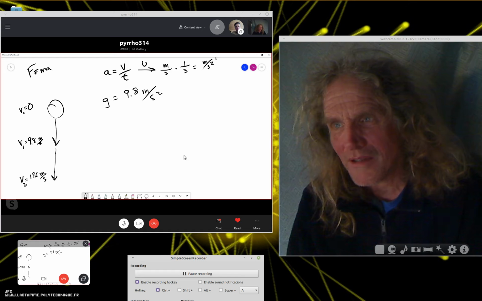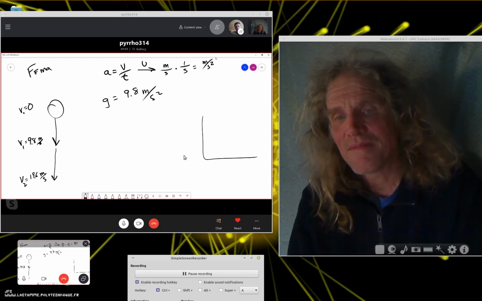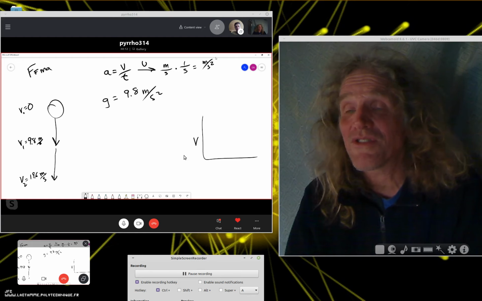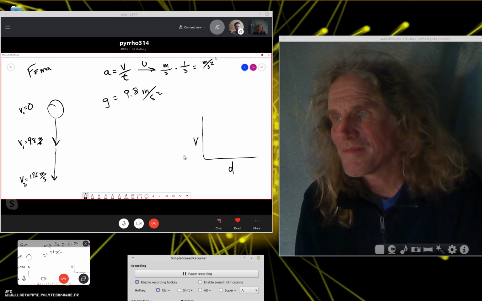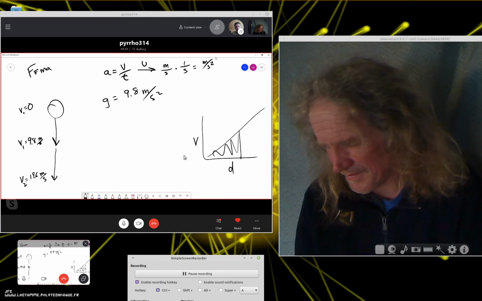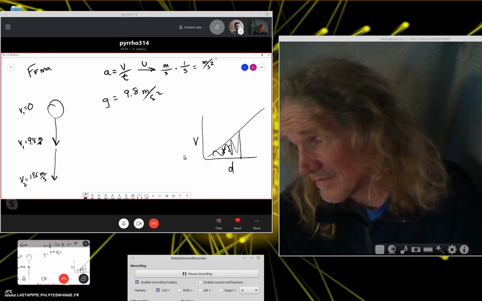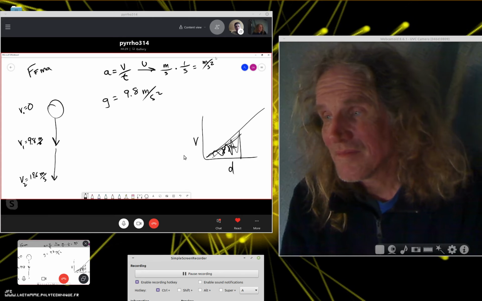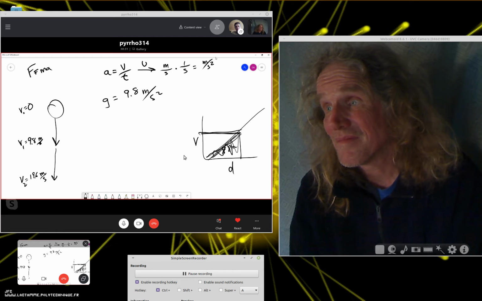You get my point? But that's the whole thing. If we had a graph of velocity versus distance, the velocity is going up. Well, it's really time. It's time to distance, though. You have 4.9 meters of distance because, with this angle here, it wasn't the full velocity the whole time.